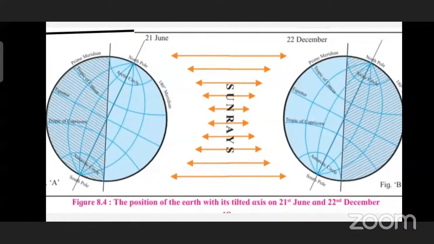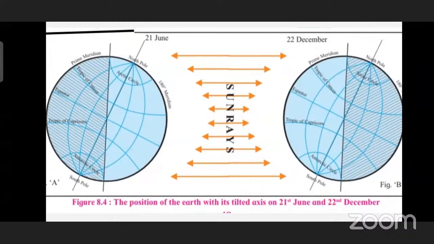See what all you can see in this figure. Now I will ask some questions. Listen carefully and answer it. See here in the figure A. So I am going to ask regarding this figure A. Which pole is receiving sunlight in figure A? North Pole. Yes, very good.